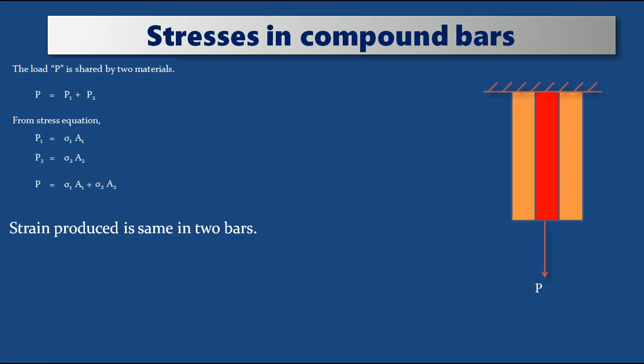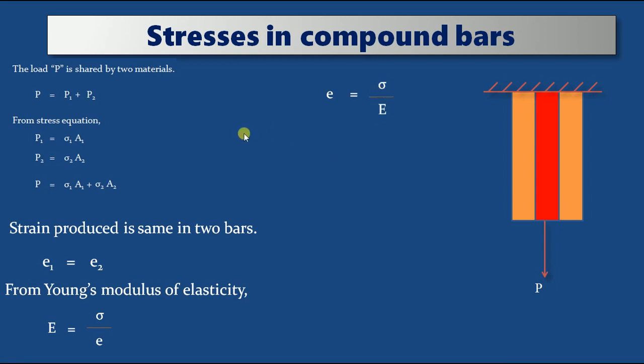The next condition is that the strain produced is the same in the two bars. That means whatever strain happens in one material is equal to the strain produced in the other material. So that equation can be written as e1 is equal to e2. From Young's modulus of elasticity, E is equal to sigma by e, so strain e is equal to sigma by E. Applying this to the condition e1 is equal to e2, that is, the strain is equal in both materials of the compound bar, we can write sigma 1 by E1 is equal to sigma 2 by E2. This is the condition.